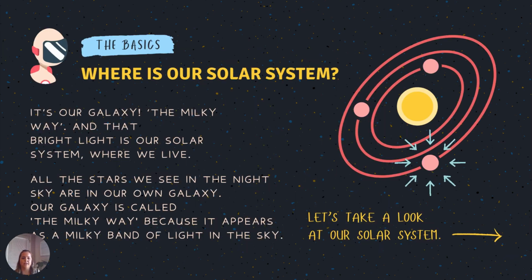All right, so where is our solar system? So our solar system isn't even in the center of our own galaxy. Our galaxy isn't the center of the universe, so we're kind of off to the side. But in our Milky Way galaxy, our solar system is on the side. I think I have a picture and a couple slides here.